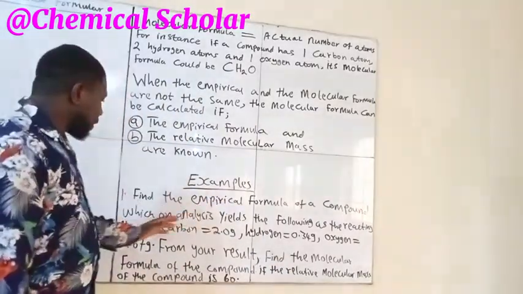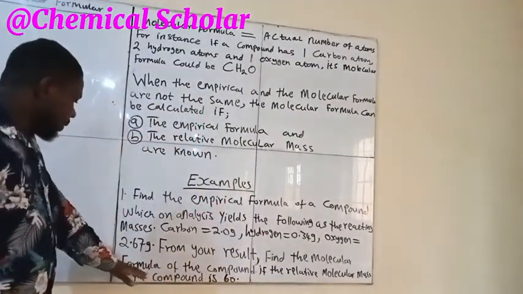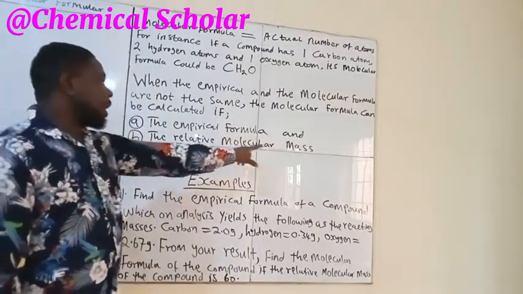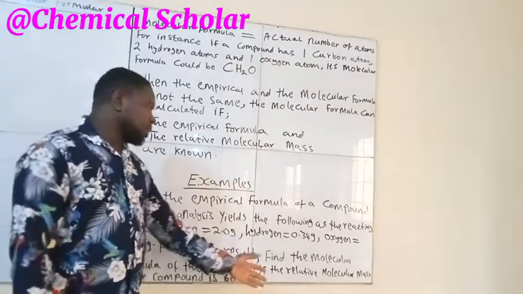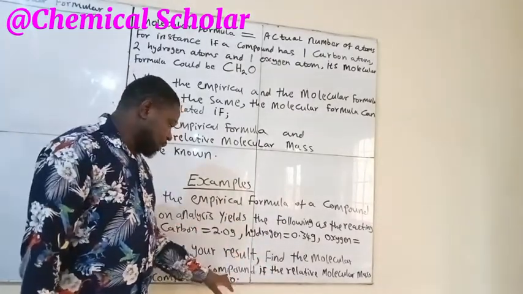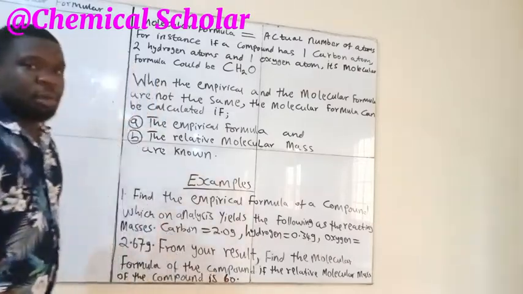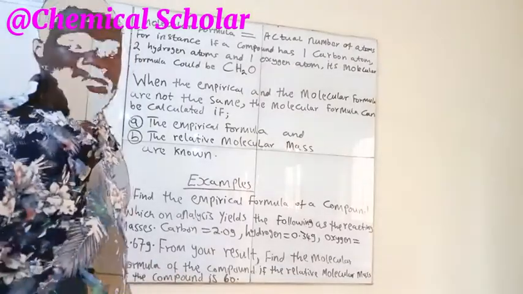And here you can see that we have the reacting masses, and we have also been given the relative molecular mass. So if we can find the empirical formula, then we can calculate the molecular formula, because we have also been given the relative molecular mass of the compound. So let's solve this question.